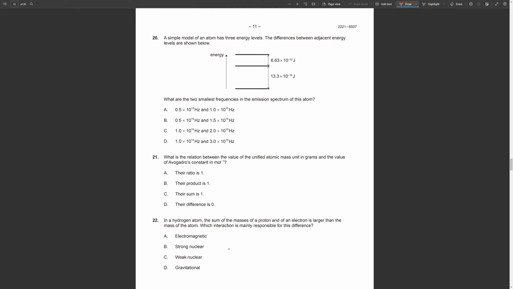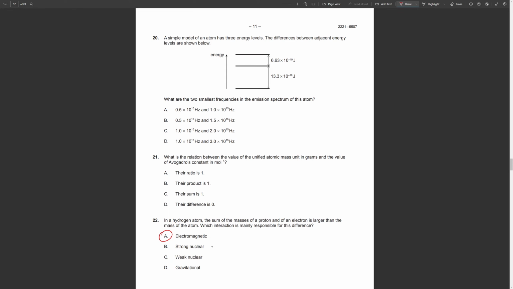Question 22. We are going to account for the difference between the sum of the proton and electron and the single mass of a hydrogen atom. The reason is very likely the electromagnetic force. Let's go through B, C, and D and see why they are wrong.